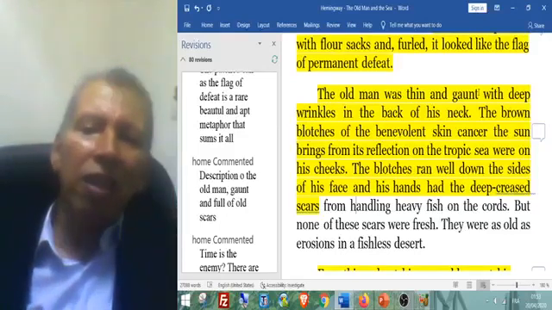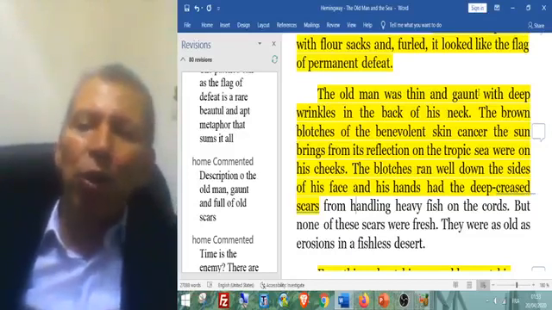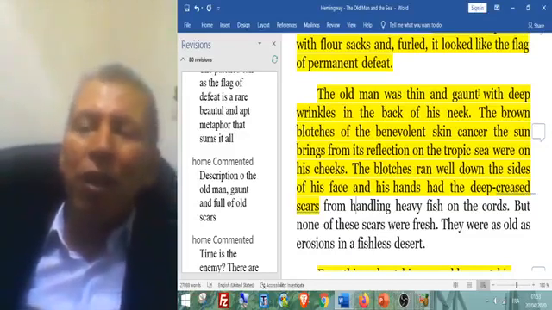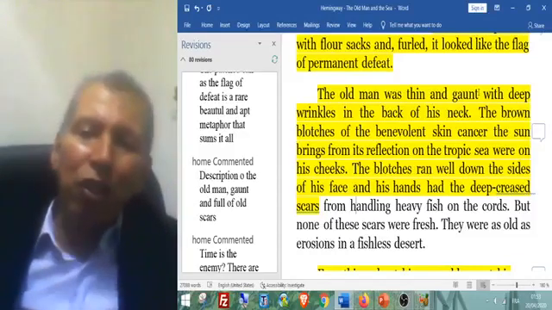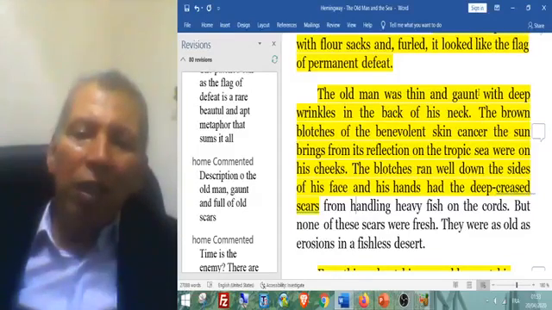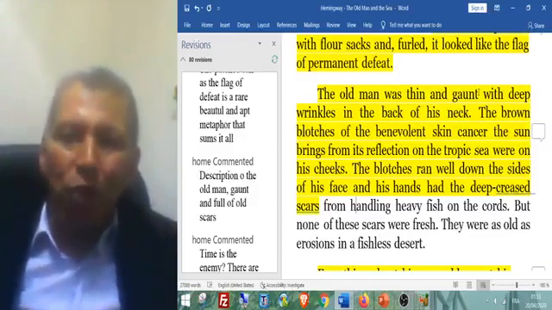And his hands had the deep creased scars from handling heavy fish on the cord. So he's a fighter. He used to fight fish, big fish, on his boat, and pull in the cords or the lines. So he's in the habit. He's a veteran. He's a veteran in this job.